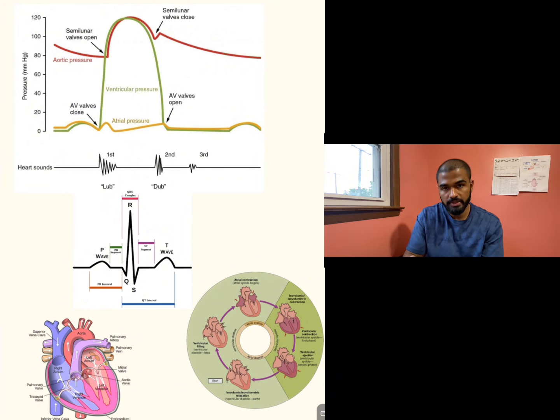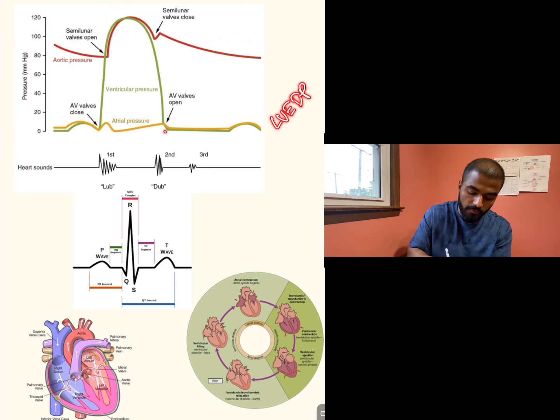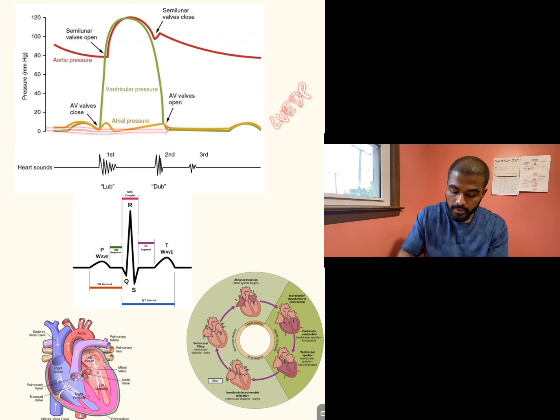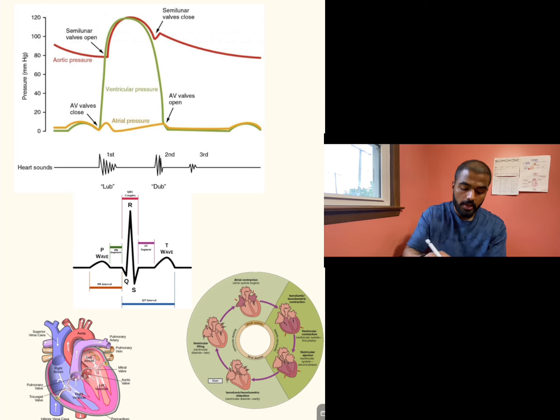4 to 10 is the normal left ventricular end diastolic pressure, so it can come down to 4 to 10 millimeters of mercury. And the cycle repeats.